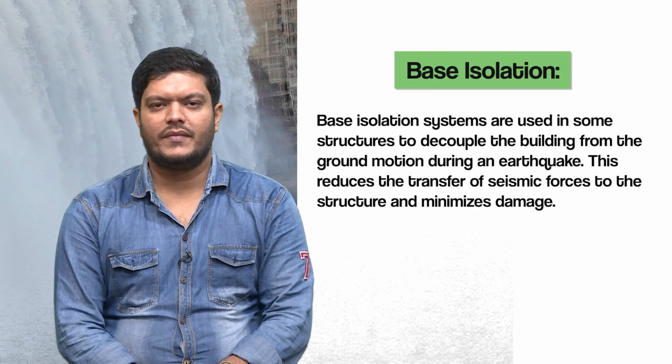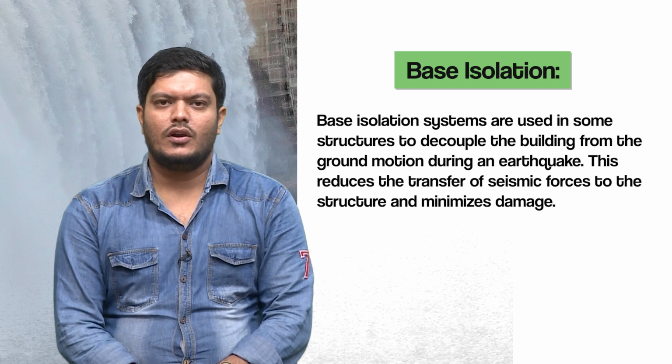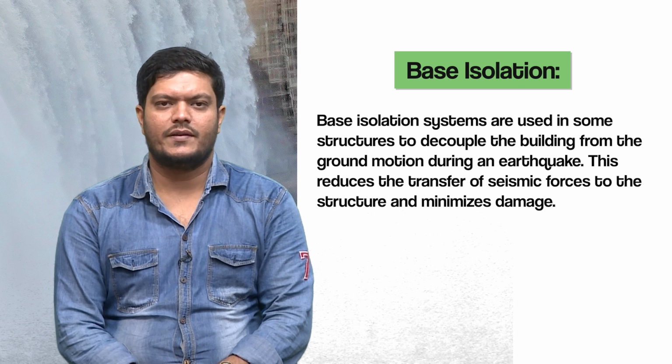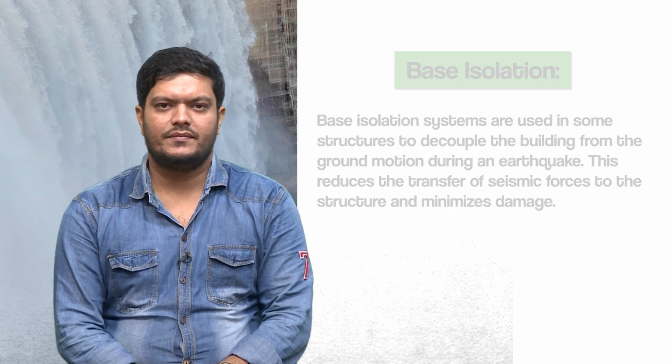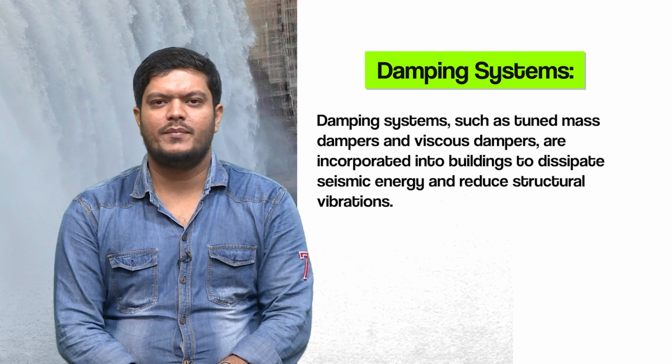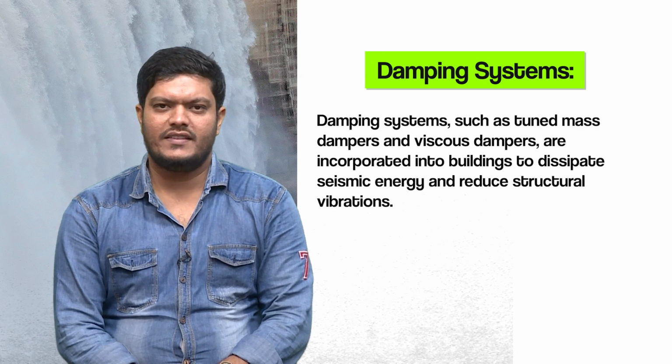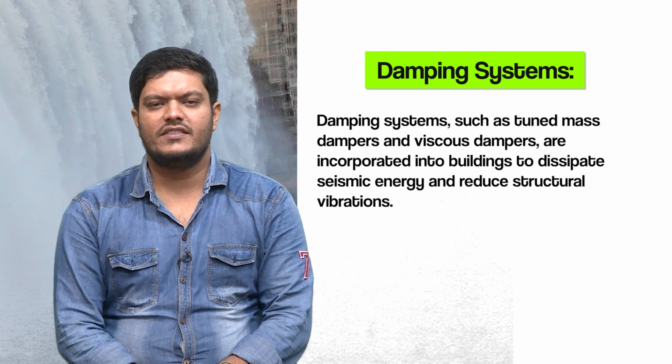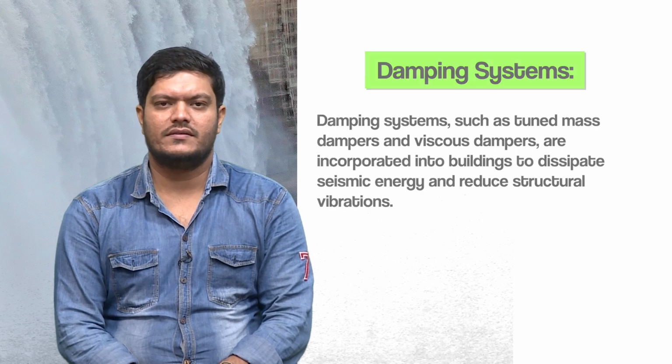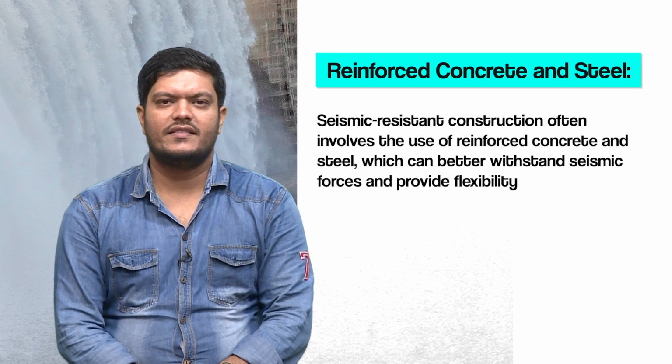Base isolation. Base isolation systems are used in some structures to decouple the building from the ground motion during an earthquake. This reduces the transfer of seismic forces to the structure and minimizes damage. Damping systems. Damping systems such as tuned mass dampers and viscous dampers are incorporated into buildings to dissipate seismic energy and reduce structural vibrations.